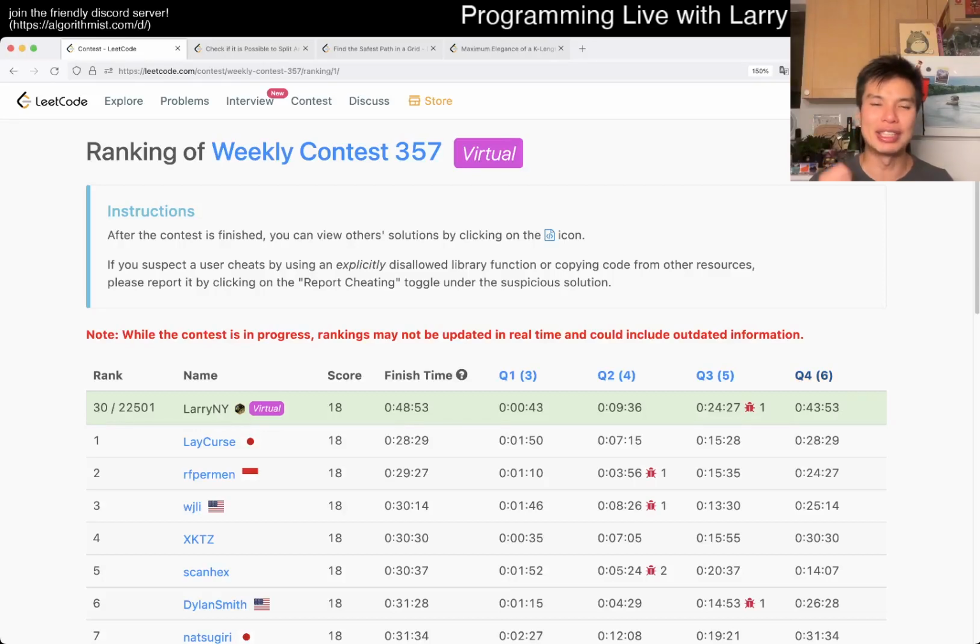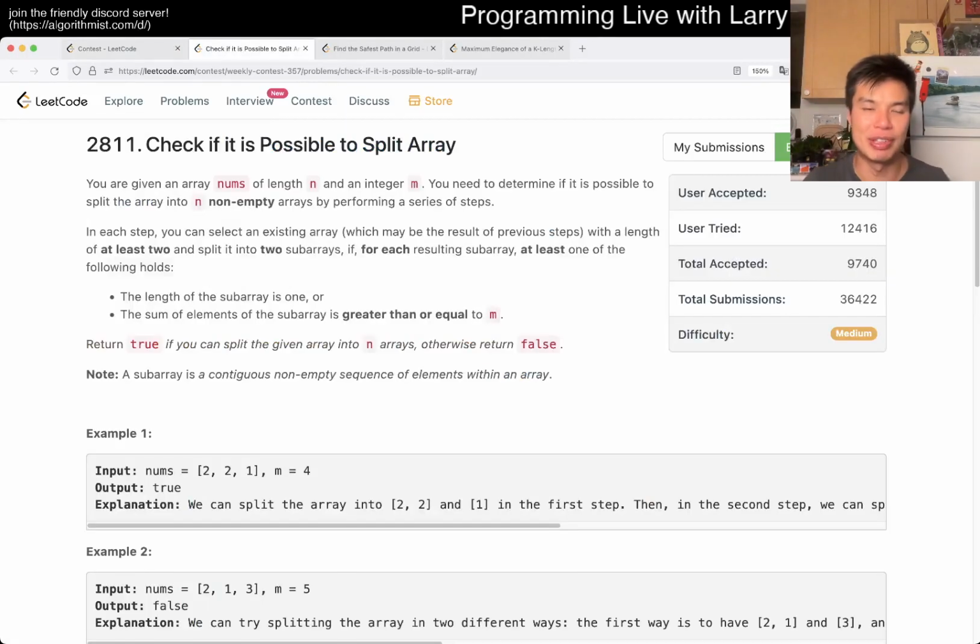Hey everybody, this is Larry, going over Q2 of the weekly contest 337: Check if it is possible to split array.